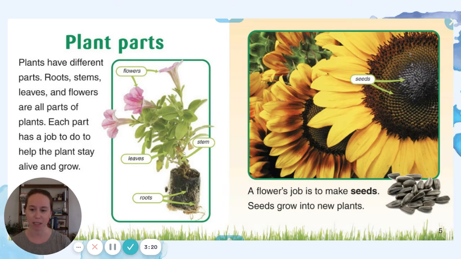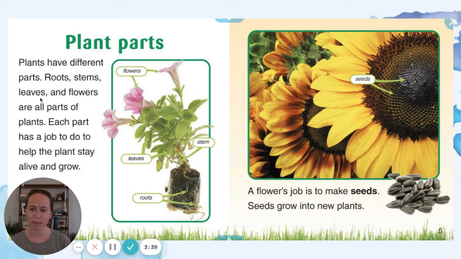Plants have different parts. Roots, stems, leaves, and flowers are all parts of plants. Each part has a job to do to help the plant stay alive and grow. Okay, I'm going to stop here and think, did I understand everything that I read? Well, there's something I'm wondering about.